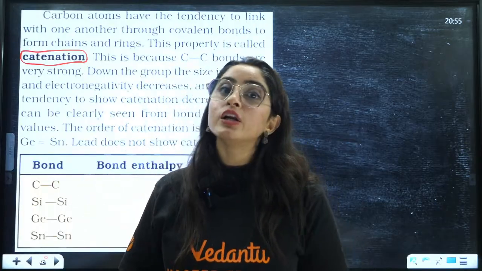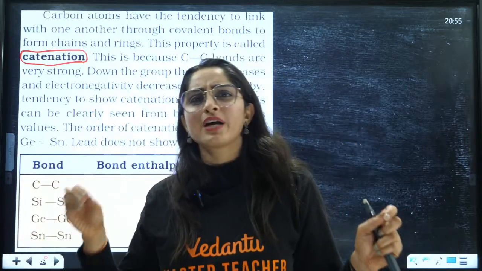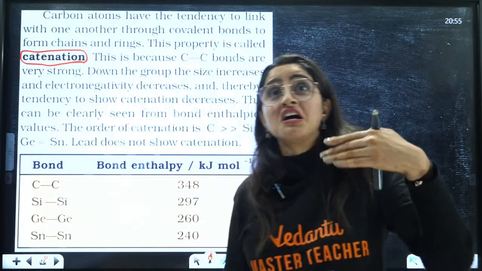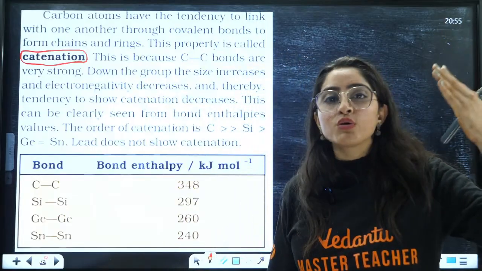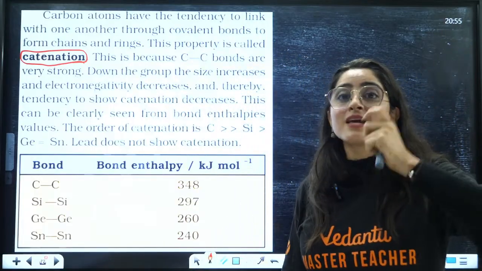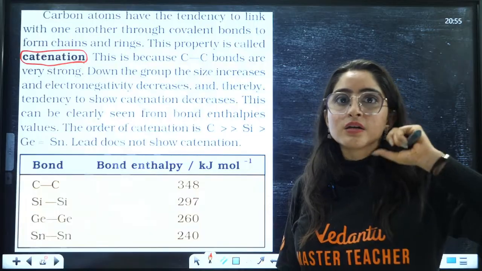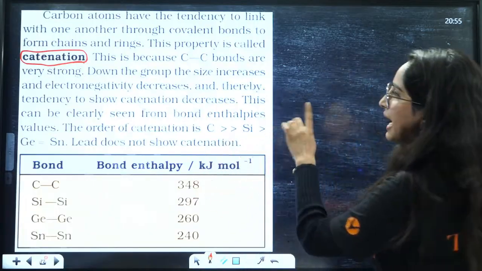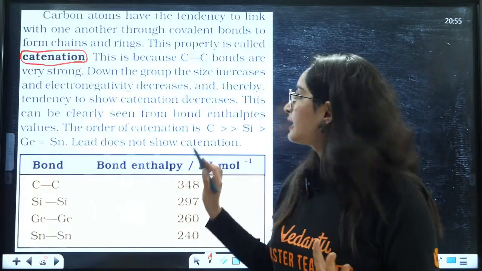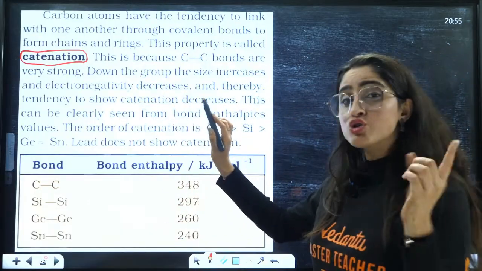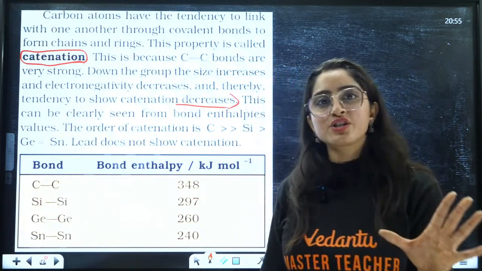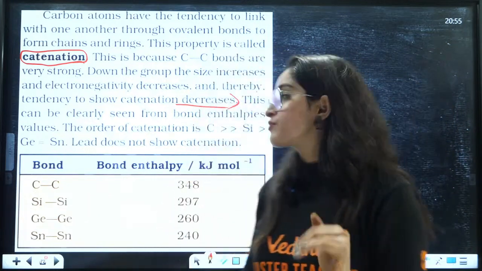That is why we have a large number of organic compounds, and we have very large organic compounds, right? It has C60, C80, C90. Why? Because of catenation. Down the group, the size increases and electronegativity decreases, and thereby the tendency to show catenation also decreases. So silicon also shows catenation, but very little.